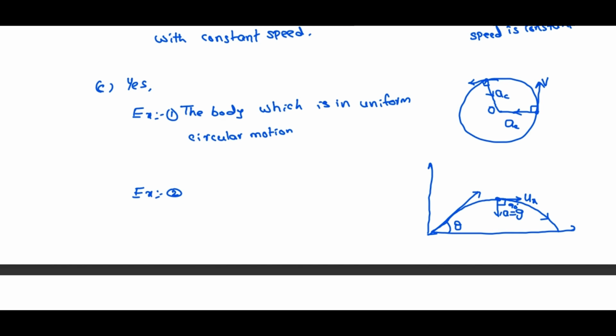So the example we can write: at maximum height of a projectile, this projectile is an oblique projectile as shown in the figure. So these are the examples.